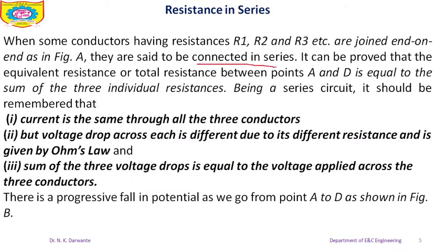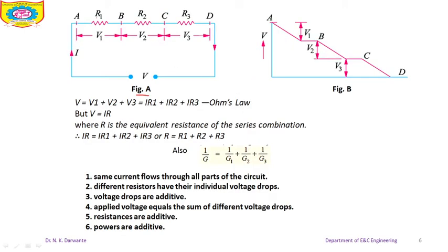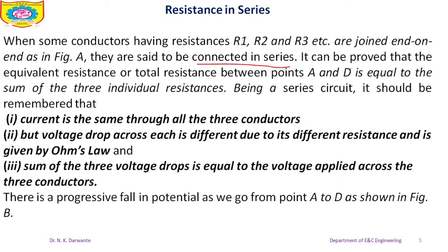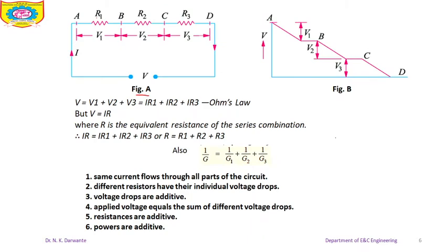Such types of connections are known as series connections. Here you can see that figure A shows the series connection of the resistances. R1, R2, and R3 are connected in series, and it can be proved that the equivalent or total resistance between points A and D is equal to the sum of the three individual resistances. Being a series connection, it should be remembered that the current is the same through all the three resistances. So if resistances are in series, they can be combined. Means the total resistance will be equal to R1 plus R2 plus R3, and so on.